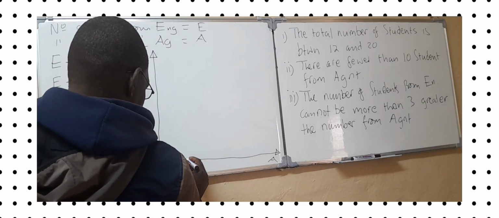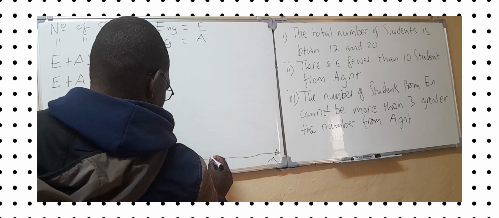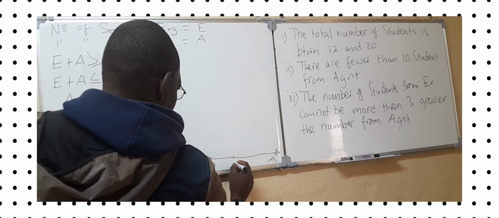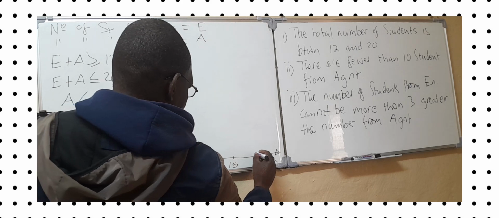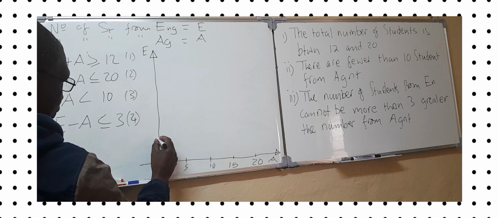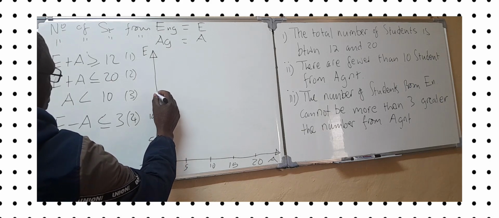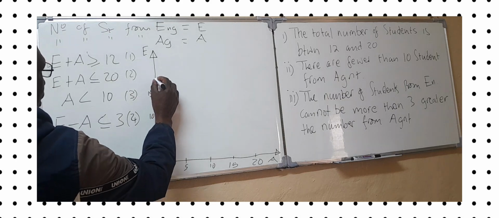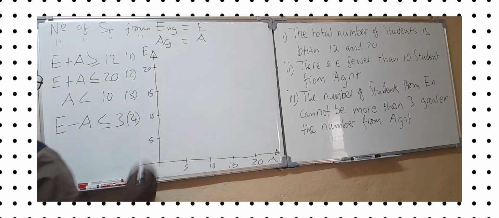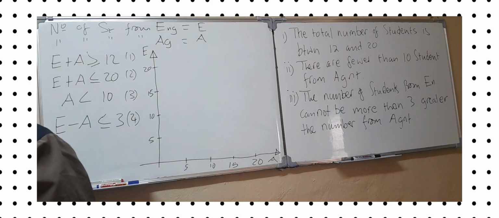I'll put a 5 here. I'll put a 10 here. I'll put a 15 here. And I'll put a 20 here. Similarly, I will put a 5 here. I'll put another 10 there. I'll put a 15 here. I'll put a 20 there. I hope my numbers are visible because I made them a little bit small there, didn't I? Okay, right. Let's plot our equations.